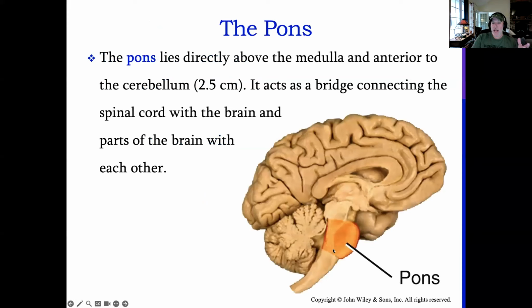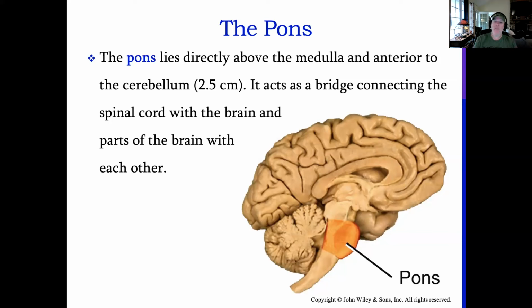The pons is going to lie just superior to the medulla oblongata, and the pons essentially connects the cerebral part of the brain to the cerebellum part of the brain. It also is a pathway in which our ascending and descending tracts are going to move in and out of the brain. These 2 regions, the cerebrum and cerebellum, are the 2 largest parts of the brain, and they are the 2 most controlling parts of the brain.